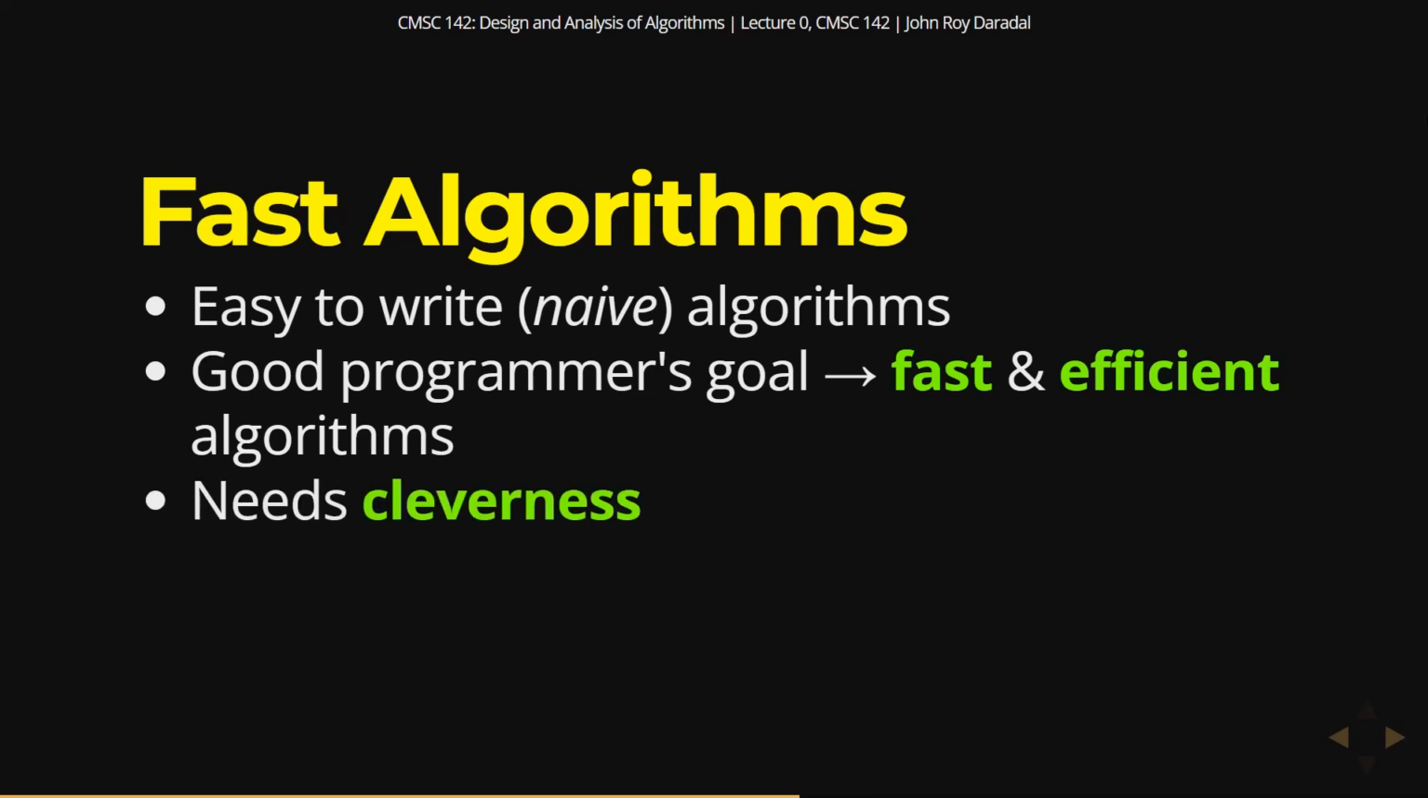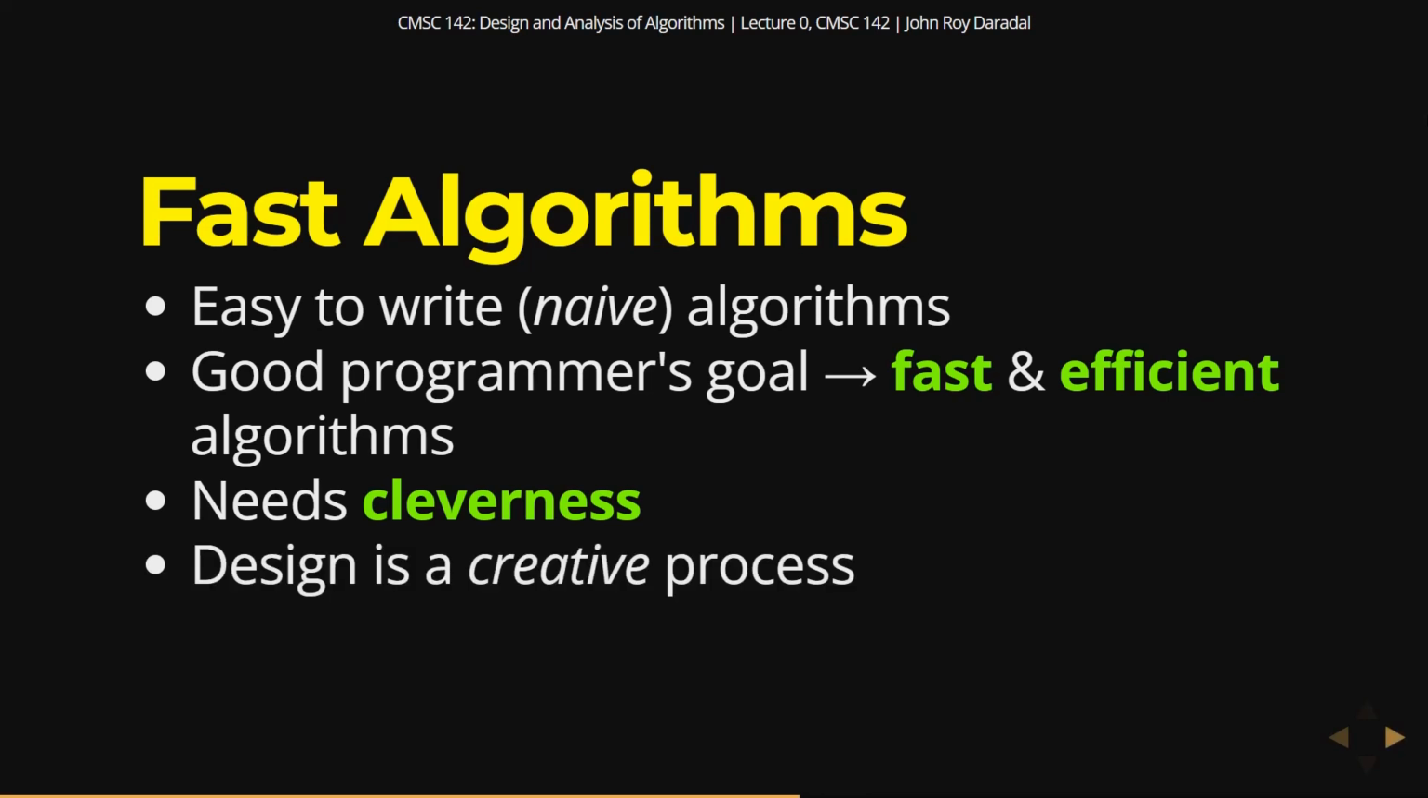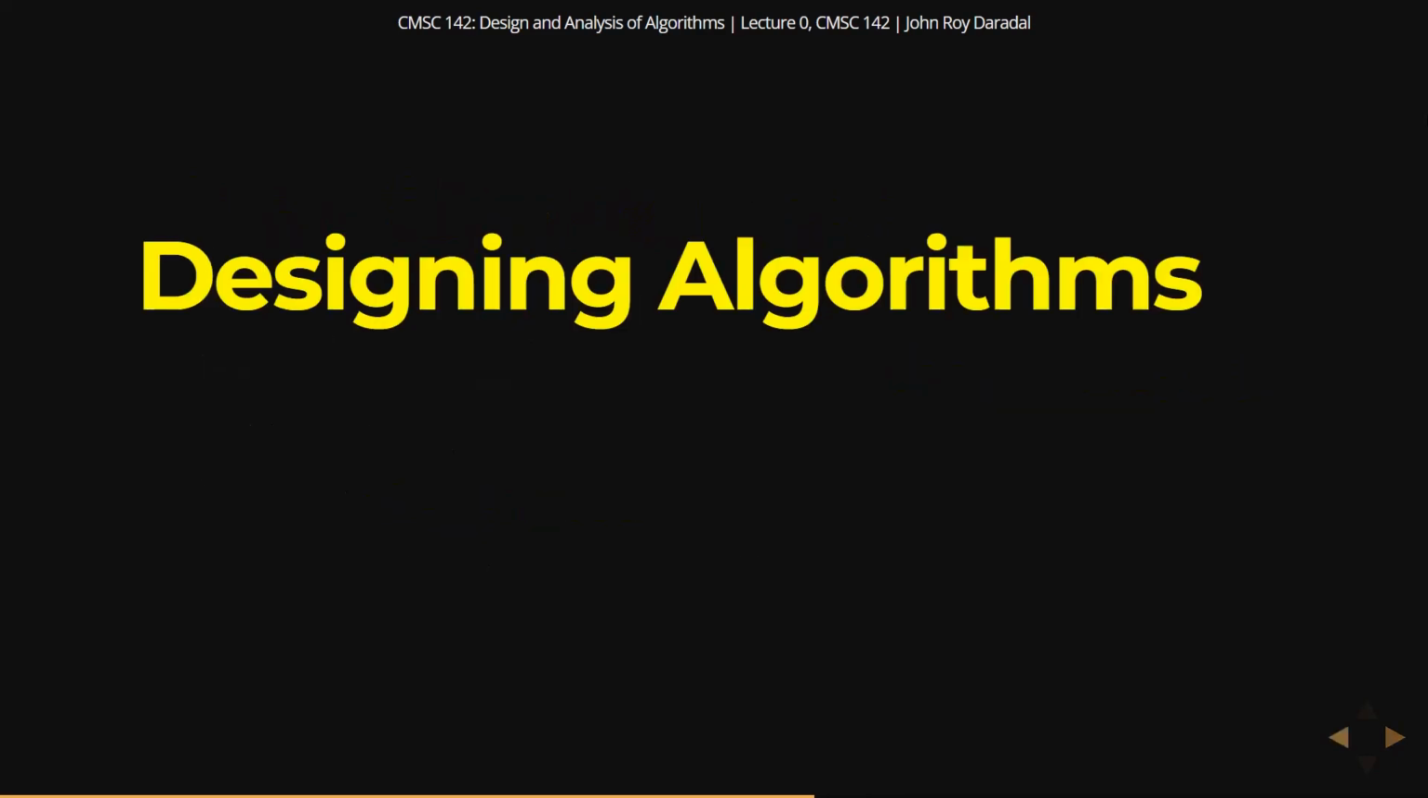So when you want fast and efficient algorithms, you need to be clever in designing them. You can't just be naively doing it in a brute force or a simple manner. So design is a creative process. That's why 142 is the study of the design and analysis of algorithms, because we need to design fast and efficient algorithms.